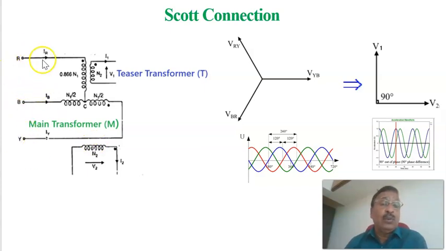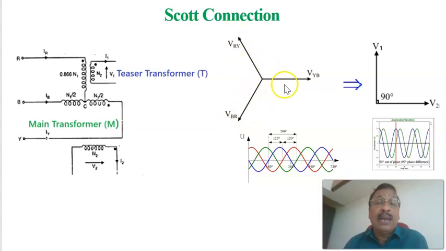RYB is the 3-phase input, and the 2 phases are available here. This is marked as V1 and V2. The voltage across the teaser secondary is marked as V1, and the voltage across the secondary of the main transformer is marked as V2. Therefore, these are the 2-phase voltages at the output, and this is the 3-phase input voltage to the teaser transformer. If you look at the phasor diagram, these are the 3-phase line voltages, marked as VYB, VRY, and VBR.